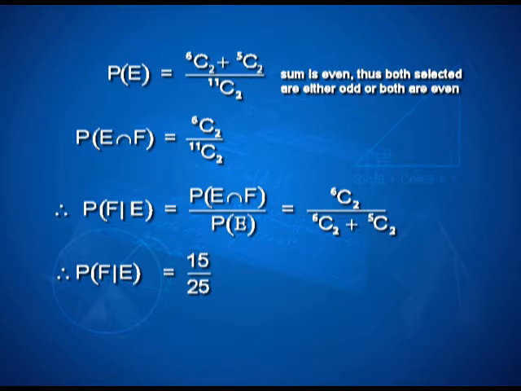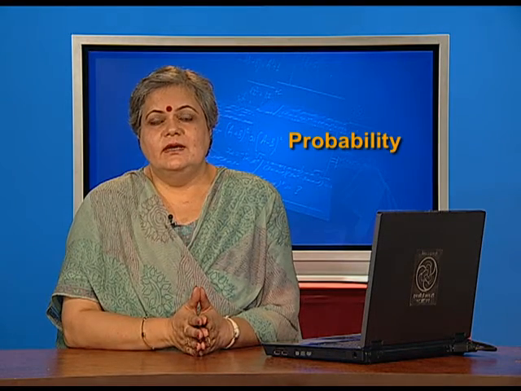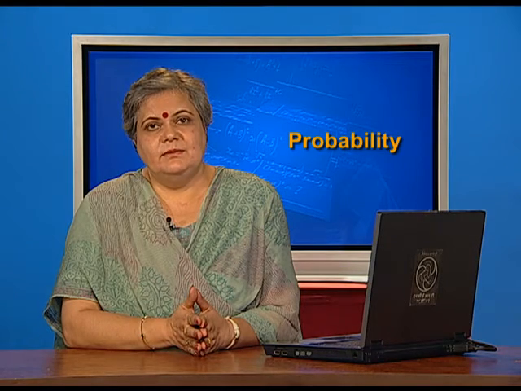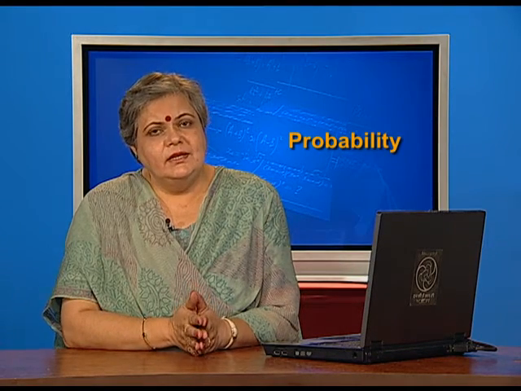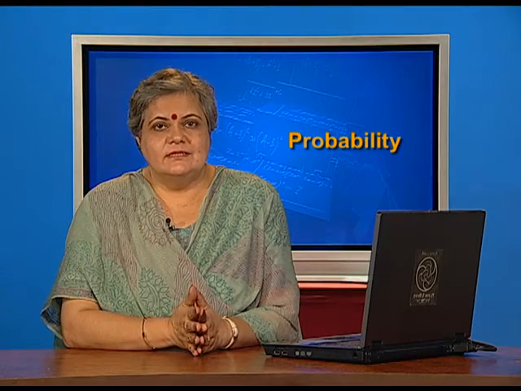Therefore, probability of F given that E has occurred by the formula would be probability of E and F divided by probability of E. Now, it is just simple calculation knowing what nCr is, and it results in 3 by 5 as your answer. So, the probability that both numbers are odd given that sum is even is 3 by 5. So, this was all about conditional probability. Given one event has occurred, what is the probability of another event happening in a certain experiment? In our next lesson, we will talk about whether the probability of the second event gets affected by knowing that something has already occurred. That will be discussed as our next lesson.